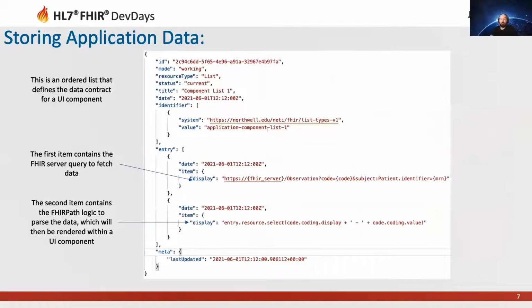Another example, and I think a really powerful example, is storing application data. So this particular list, just to break it down here, is an ordered list, and order isn't inferred or implied. It's not necessarily strictly put, or you can define it as saying ordered. But this is an ordered list for our UI component.